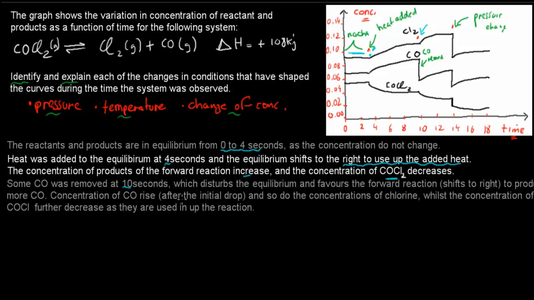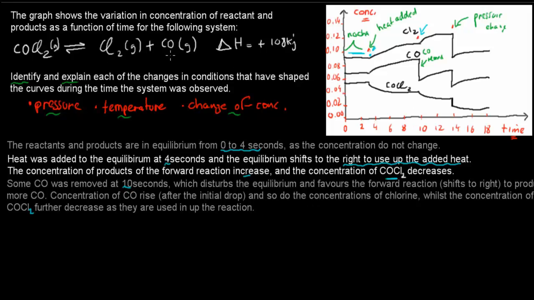Concentrations of carbon monoxide rise after the initial drop. So you can see here it's dropped quite dramatically. That's because it was taken out. But then it starts increasing again. And so does chlorine gas. It also starts increasing. The concentrations of carbon monoxide rise after the initial drop, and so do the concentrations of chlorine, whilst the concentrations of carbon oxide dichloride further decrease as they are used up in the reaction.